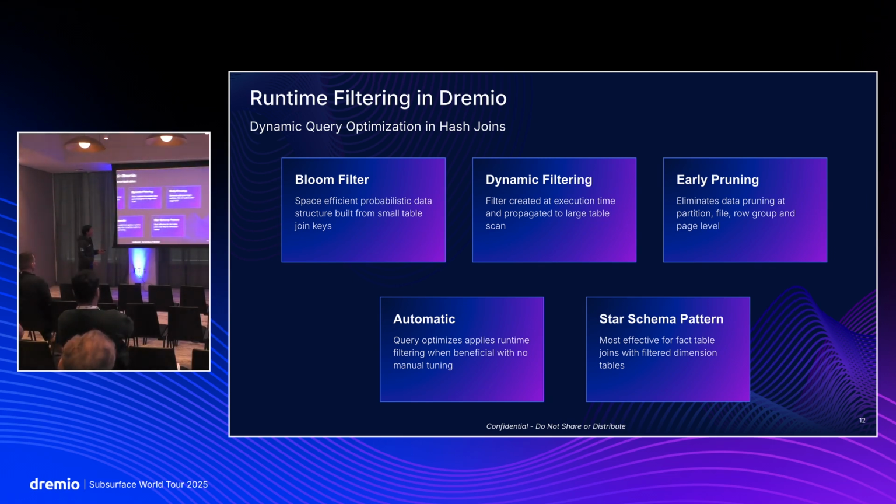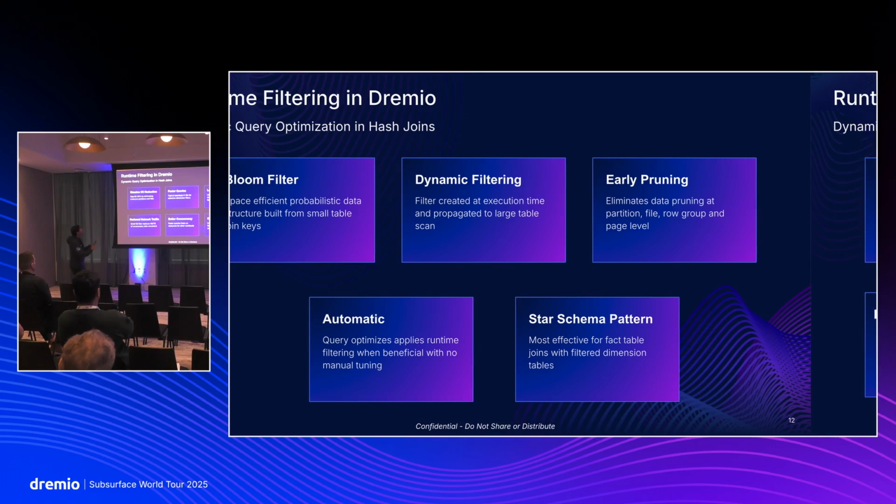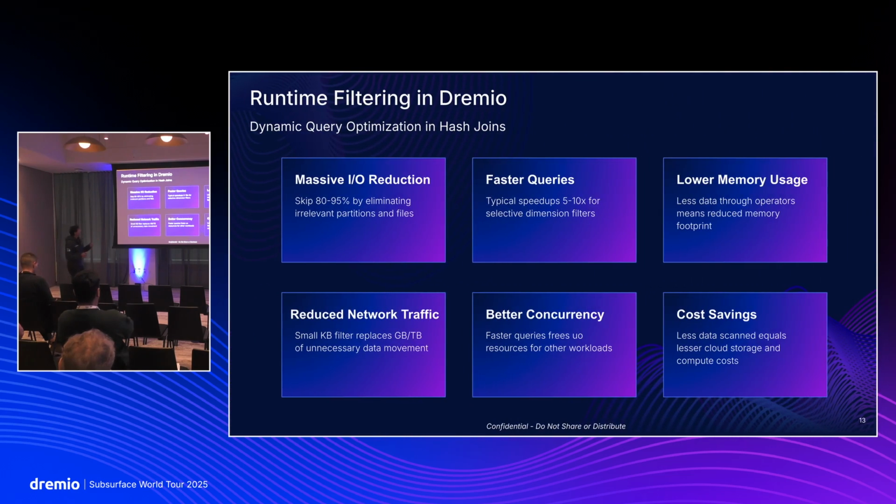And then one more slide: there is massive IO reduction because you are not reading that many records in the join, and you're also not scanning that many records on the large fact table. And then it typically speeds up queries 5 to 10x for selective dimension filters. So less memory means a reduced memory footprint, and there is reduced network traffic because there is less data going back and forth in the network.